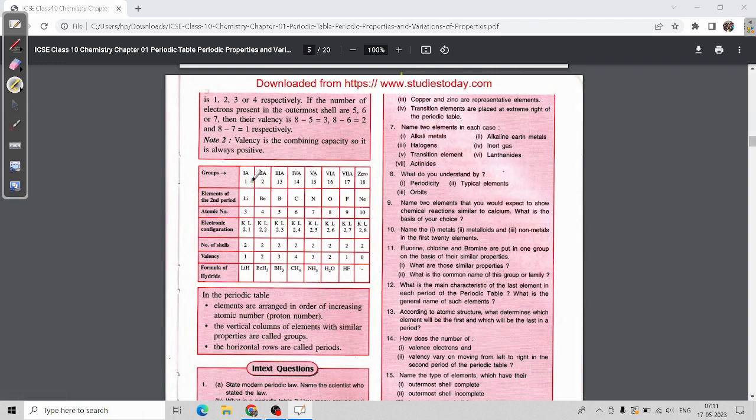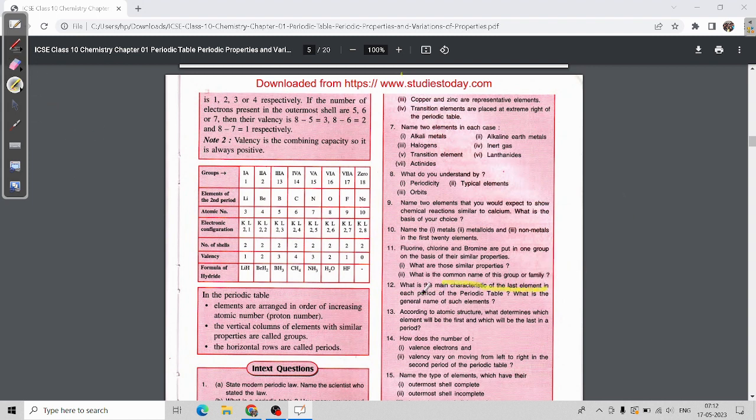Okay, next is fluorine, chlorine, and bromine are put in one group on the basis of similar properties. What are those similar properties? They have 7 electrons in their valence shell, and they are salt formers. And if we answer the second question, what is the common name of this group and family? The common name of their group and family is the halogens.